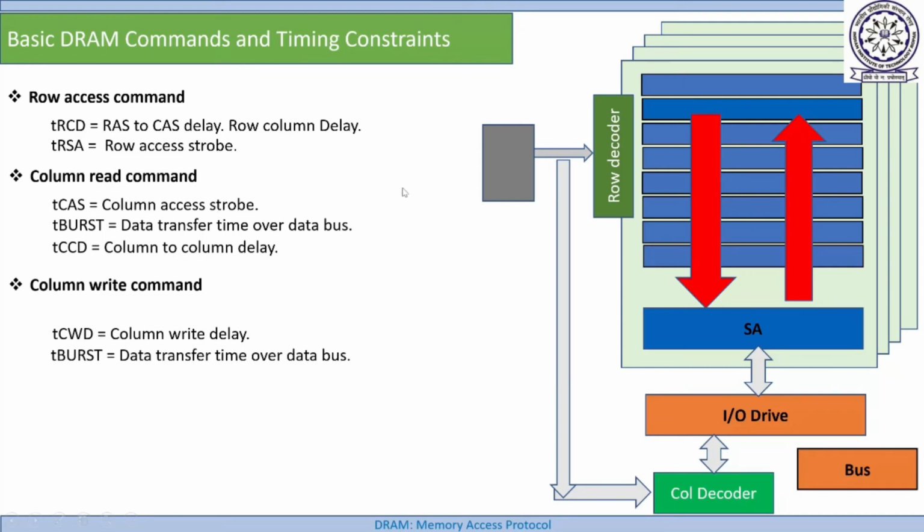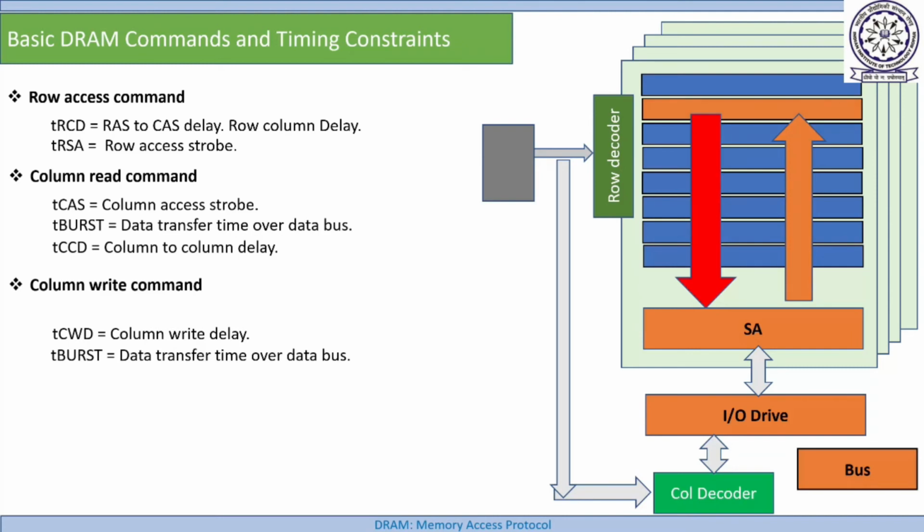So after tBURST amount of time, data will be available through this bus here, and from this bus the data will be available in the input driver. Based on this data input, for example, if a particular bit is 1 here, the corresponding sense amplifier should be converted to stable state 1. So we'll change the sense amplifier correspondingly, either to stable state 1 or stable state 0, based on the new data we want to write. And this new change in the sense amplifier will be automatically restored back to the row. In this way, the new content will be written to the row.